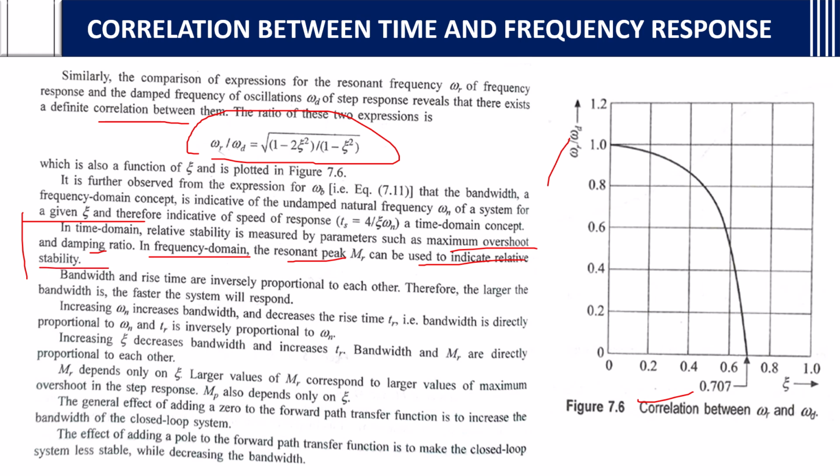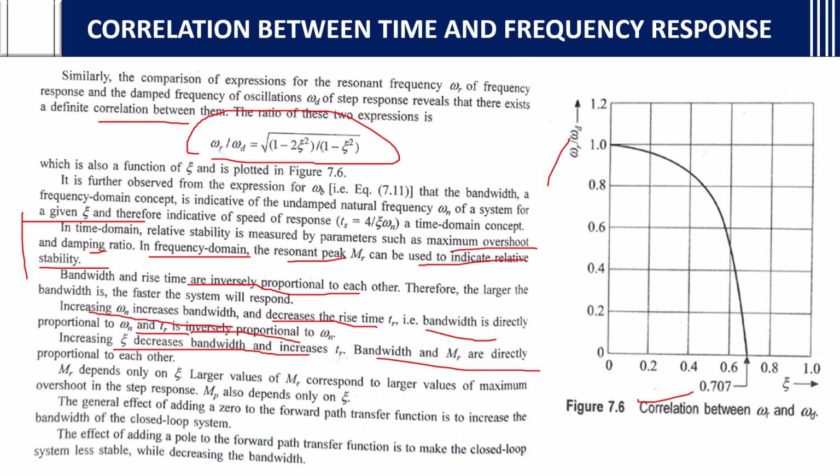So bandwidth and rise time are inversely proportional to each other. As the rise time increases, bandwidth decreases. If bandwidth increases, rise time decreases. Therefore, the larger the bandwidth, the faster the system will respond. Increasing omega n increases bandwidth and decreases the rise time. So bandwidth is directly proportional to omega n and Tr is inversely proportional to omega n. Increasing xi decreases bandwidth and increases Tr.